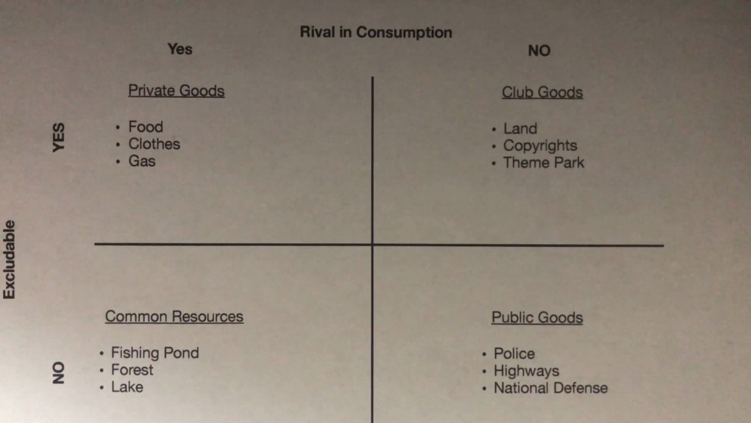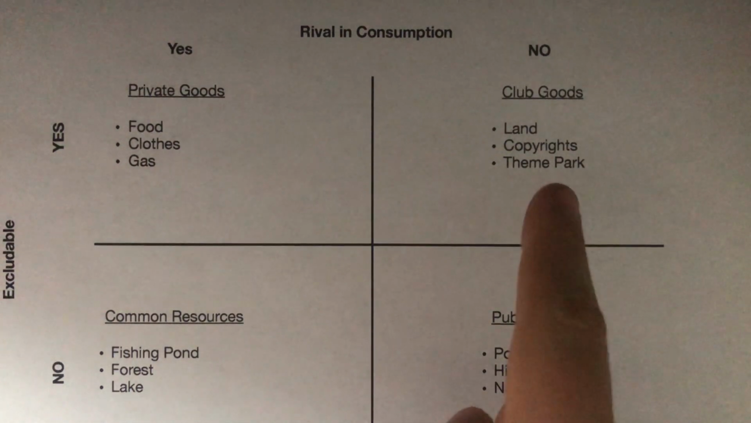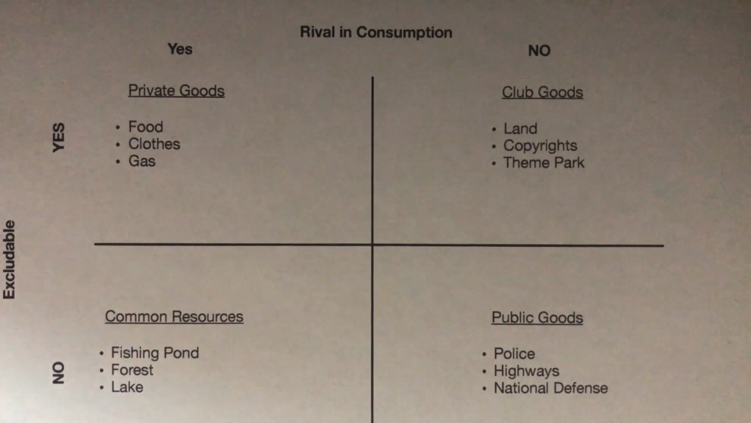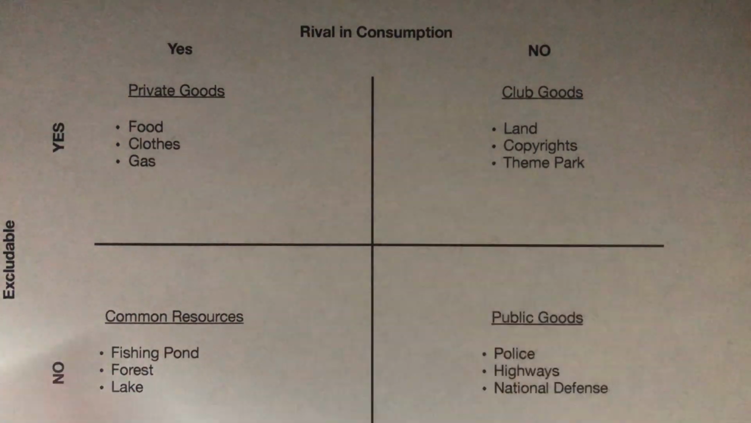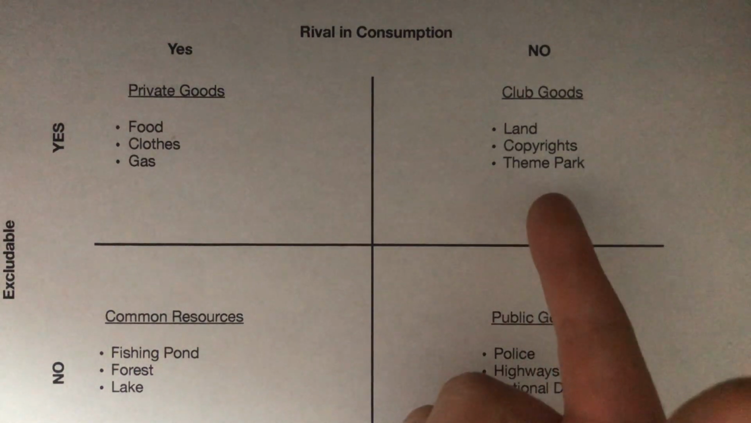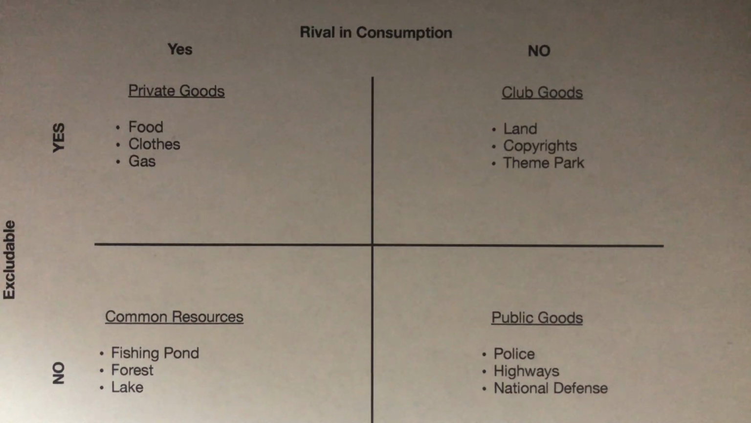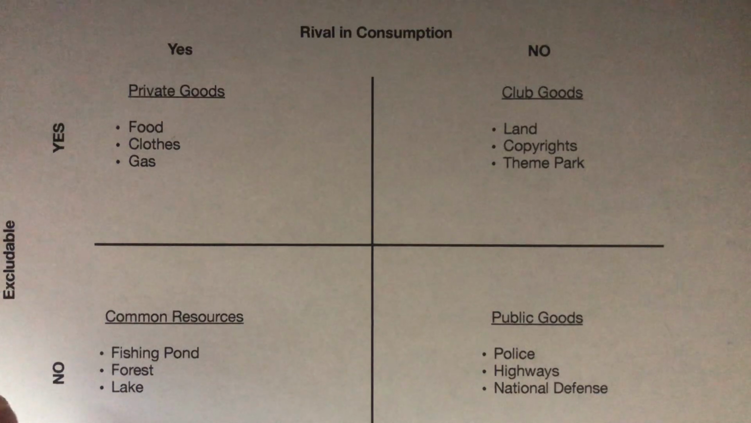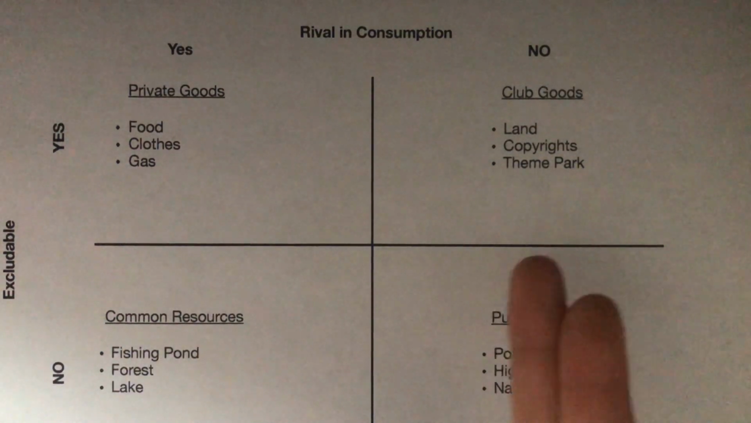A club good is not rival in consumption, but still excludable, meaning somebody else can say, no, you can't use this, I don't give you permission. Rival consumption, there's no way for them to get rid of it where it's not there. It's just the ability of them saying, no, you can't use it or have it. That's why a theme park is in here, because anyone can go to a theme park. It's whether or not they have the money, or if they are allowed to purchase the ticket to get into the theme park.